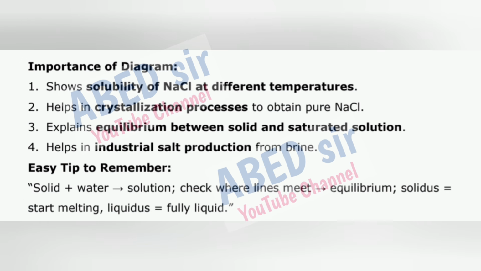Importance of diagram. 1. Shows solubility of NaCl at different temperatures. 2. Helps in crystallization processes to obtain pure NaCl. 3. Explains equilibrium between solid and saturated solution. 4. Helps in industrial salt production from brine. Easy tip to remember: solid plus water solution, check where lines meet, equilibrium. Solidus equals start melting, liquidus equals fully liquid.